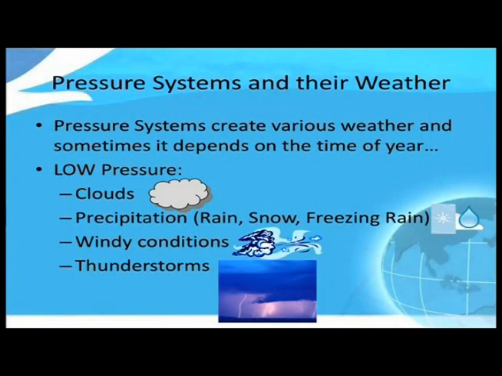Now let's talk about the real nitty-gritty stuff, like what type of weather comes with pressure systems. It can vary between the pressure systems, and it often depends on the time of year. For instance, low pressure produces some clouds, precipitation like rain, snow, freezing rain, windy conditions, and thunderstorms, just to name a few of these.